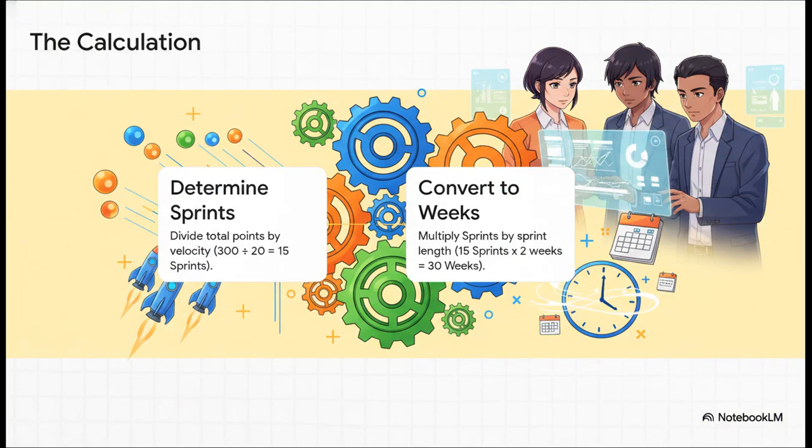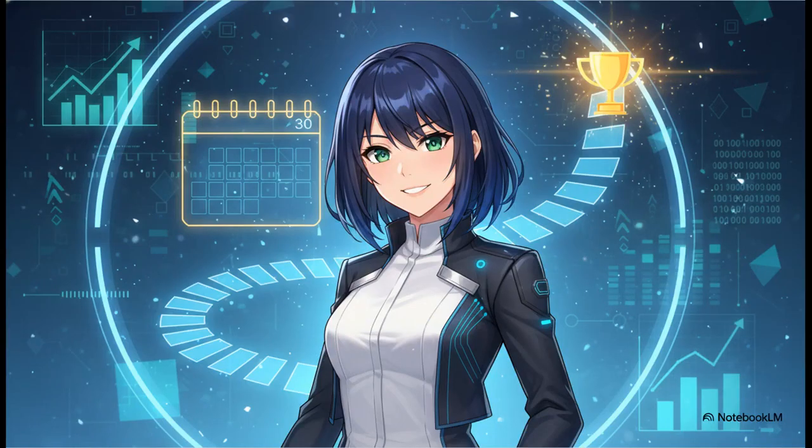From here, the math is actually refreshingly simple. You just take the total project points, or 300, and you divide it by the team's velocity, which is 20. That tells you it's going to take about 15 sprints. And if each sprint is 2 weeks long, you just multiply 15 by 2, and you get your answer, 30 weeks. And just like that, you have your first major win, a data-backed baseline forecast. See, it's not a guess anymore, it's a real calculation, and it's based on your team's actual measured output. Your initial confident answer is 30 weeks.